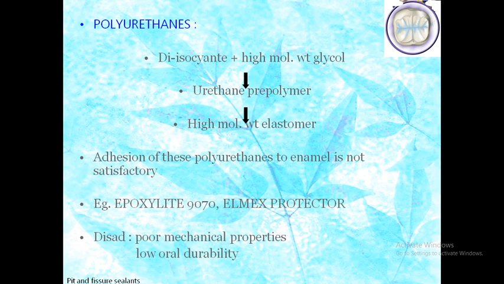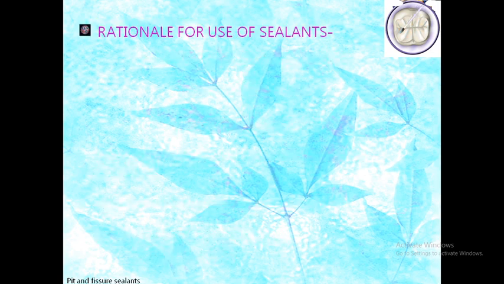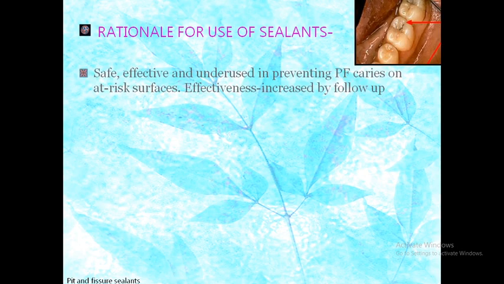Polyurethane is also there. Adhesion of polyurethanes to enamel is not satisfactory, and much of the literature does not give good responses. Disadvantages are poor mechanical properties and low oral durability. What are the different rationales for use of sealants? It is safe and effective, and underuse is preventing pit and fissure caries on at-risk surfaces. Effectiveness increases with different follow-ups.